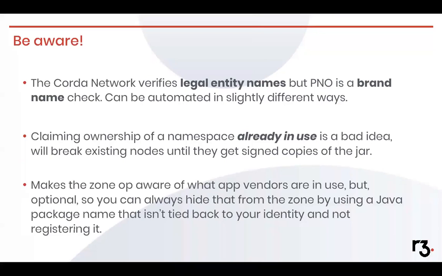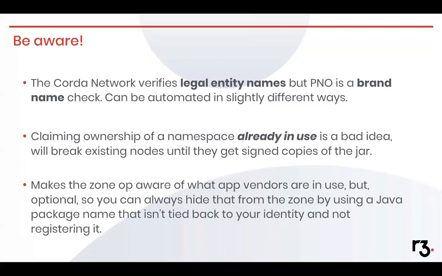So we have this notion of a legal entity name in Corda, which is very important, but what we're talking about here is actually a brand name check, right? A lot of financial institutions have many, many legal entities, but one top-level domain name, and that's where they put all of their code. And it's not even necessarily a brand name. It could just be whatever website they happen to use. So verifying ownership of this can be automated in slightly different ways, like just emailing someone and checking they received the email confirmation link. But we must keep this distinction separate.